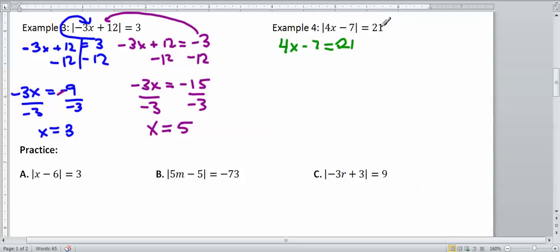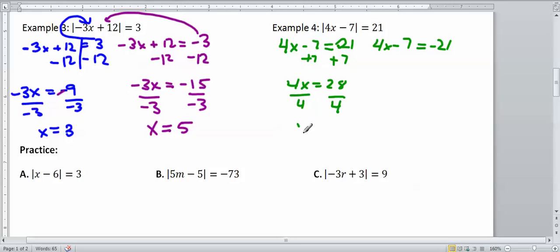Okay, sorry about that. 4x minus 7 equals negative 21. Okay, and then what you should have done is just solve both equations. So add 7 to both sides of this one. You have 4x is equal to 28. Divide by 4, divide by 4. You get x is equal to 7 for my first answer.